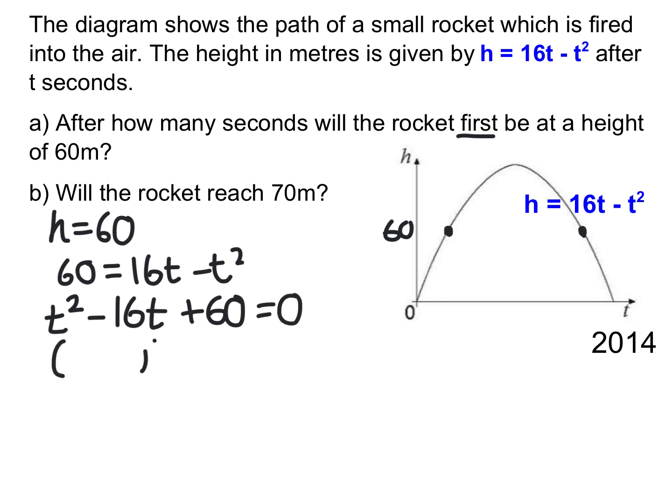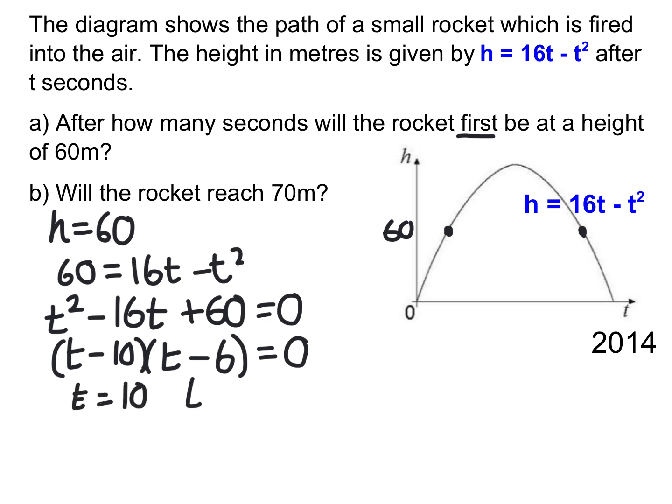We're going to factorise this. We're looking for two numbers that multiply to 60 and add to 16. Well, they're 10 and 6. To make negative 16, they're both going to have to be negative. When we solve both of these, we get t equals 10 and t equals 6. And remember, we were looking for the first one, so we're not using that one. So for part A, after how many seconds will it first be at a height of 60? Our answer is 6 seconds.